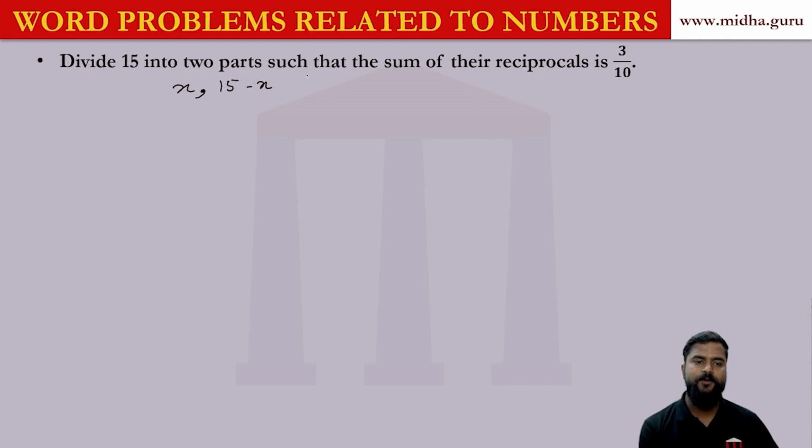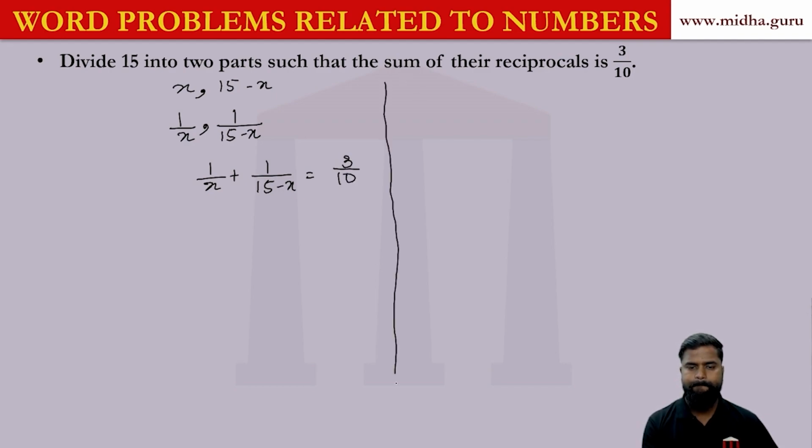Now it says their reciprocals. So we should take the reciprocals of these numbers first. The reciprocal of x will be 1 by x, and that of 15 minus x will be 1 by 15 minus x. Now the question says that the sum of these reciprocals is equal to 3 by 10. So now we'll take the LCM of this and this, we'll get x into 15 minus x. So up above we get 15 minus x, and next to this we get plus x, is equal to 3 by 10.